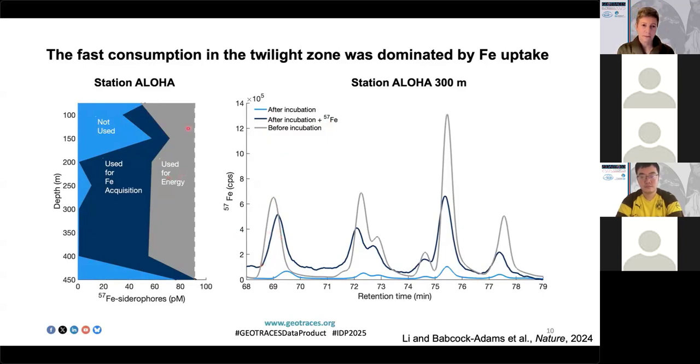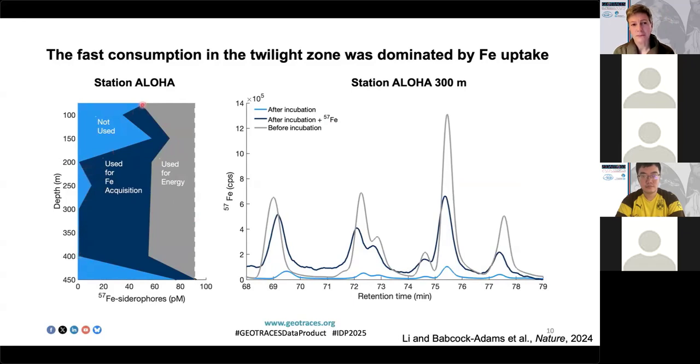At Station Aloha, we did a depth profile. The dashed line was the initial spike, so we added the same amount to every single depth. Between 200 and 400 meters, most of the spike was consumed after the incubation, and the majority was attributed to iron acquisition. This means the microbial community at this depth interval was taking iron from the siderophores. This coincides with the depth interval we saw in the transect where we see a lot of siderophores, confirming microbial iron limitation in the twilight zone.